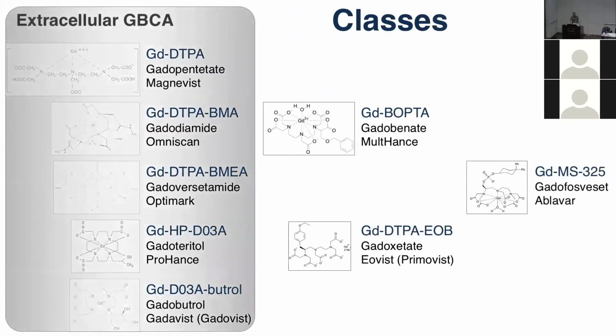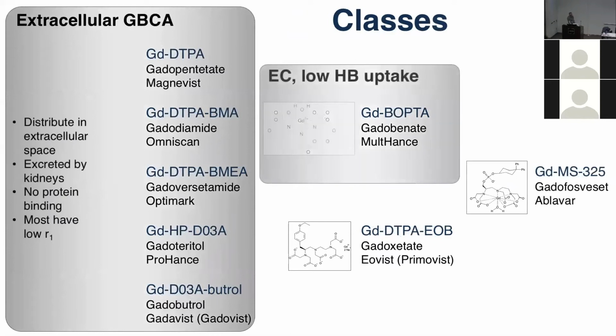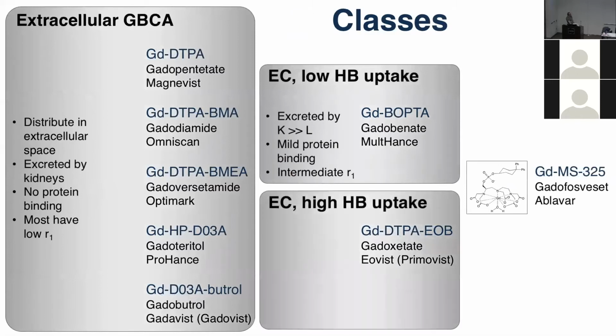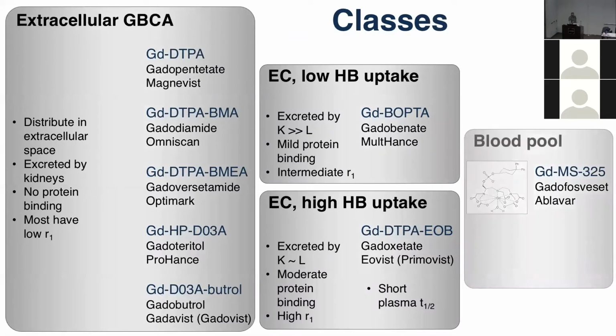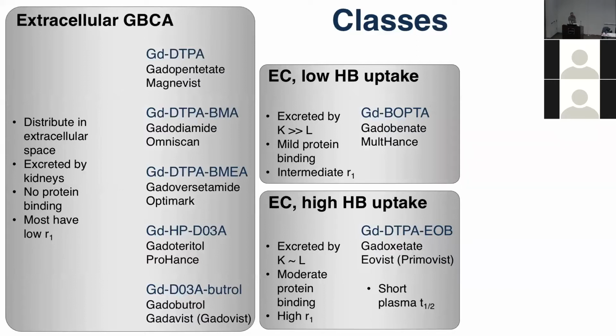Because of the different chelators, the contrast agents can fall into different classes. So there's the so-called extracellular agents here. There's the agents with low hepatobiliary uptake here. There's the agent with high hepatobiliary uptake shown here. And then there's the so-called blood pool agent shown here. Now, this blood pool agent is no longer available, so we'll get rid of it.